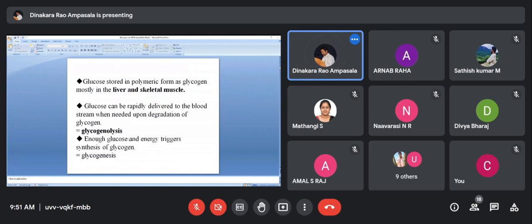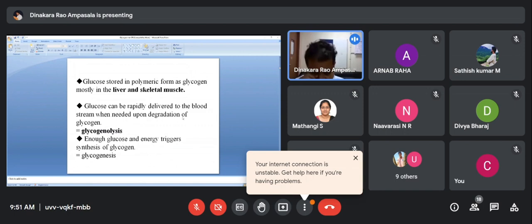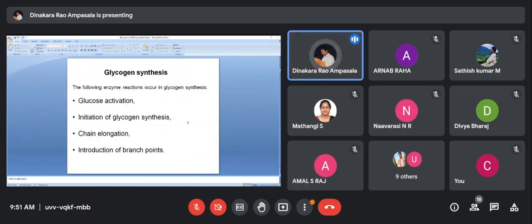Okay. So in glycogen metabolism, you can see one is synthesis and the other is degradation. When required, glycogen will be released as glucose molecules; that is called glycogenolysis. When glucose molecules are rich in the bloodstream or in the system, these glucose molecules are taken and synthesized as a polymer; that is called glycogenesis.